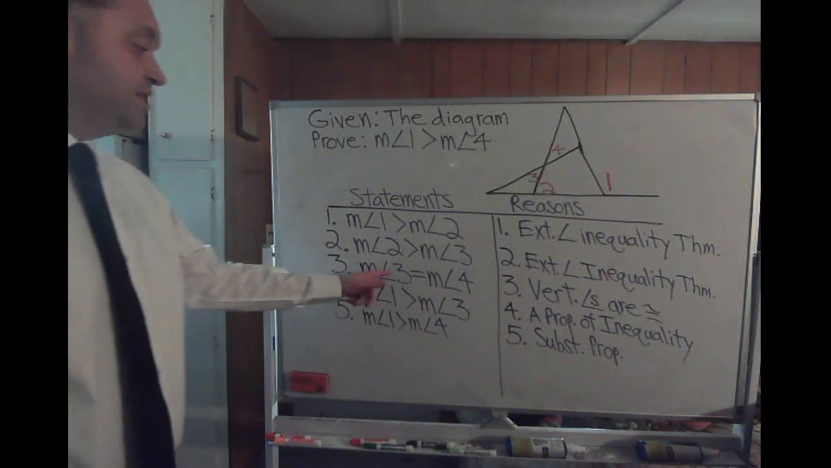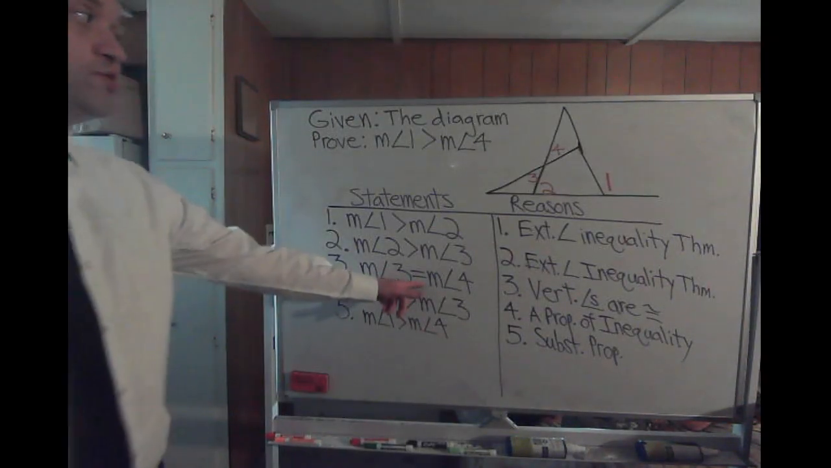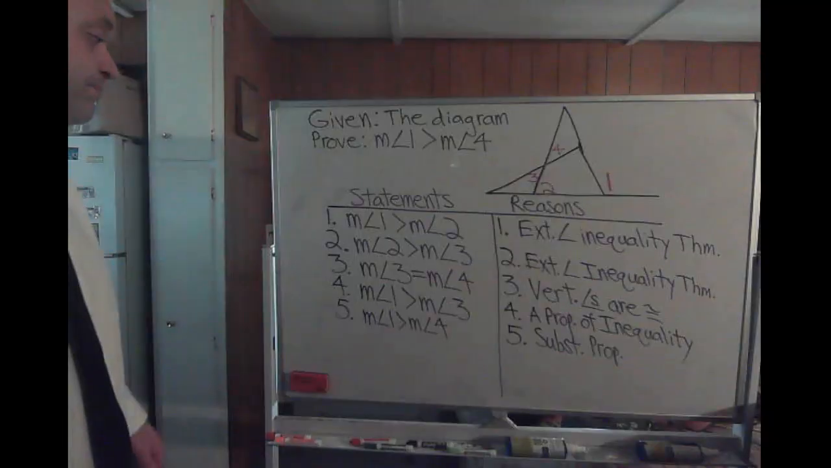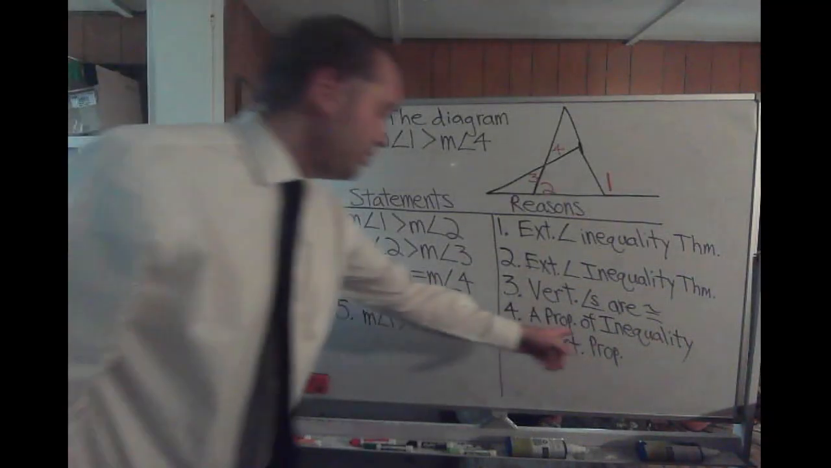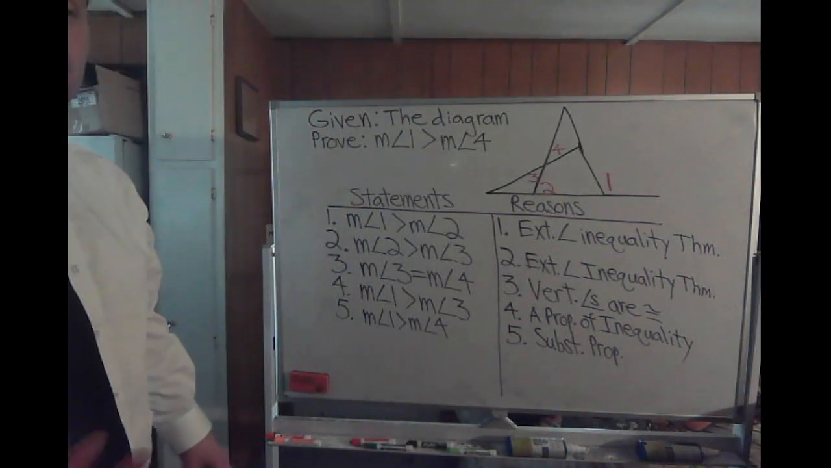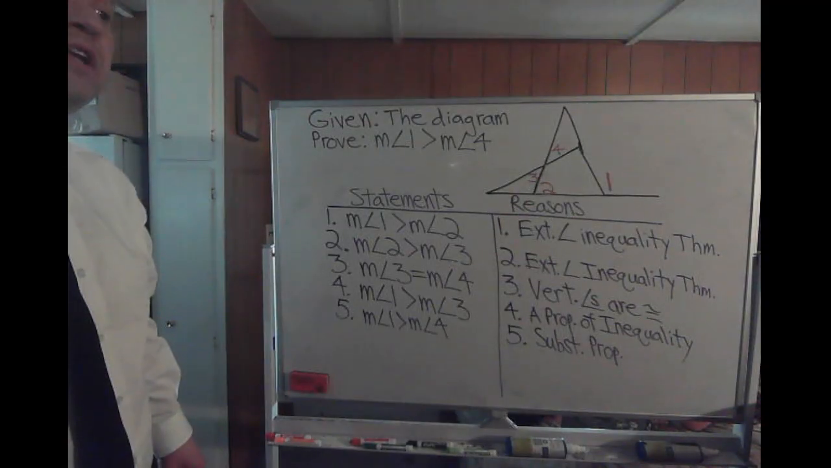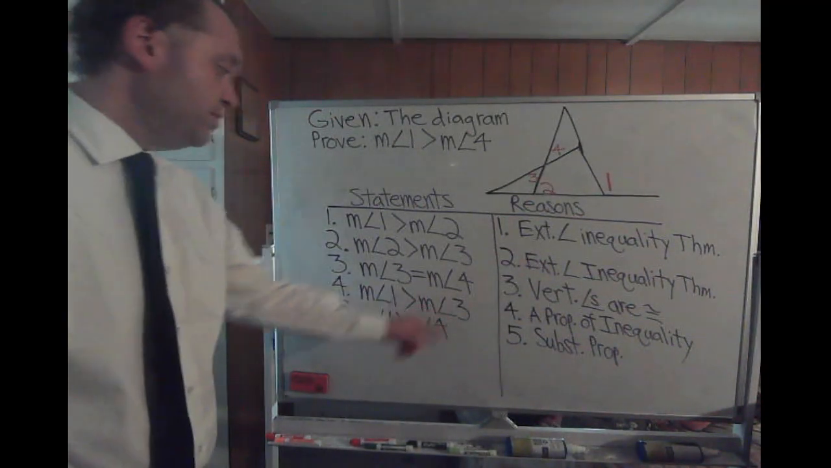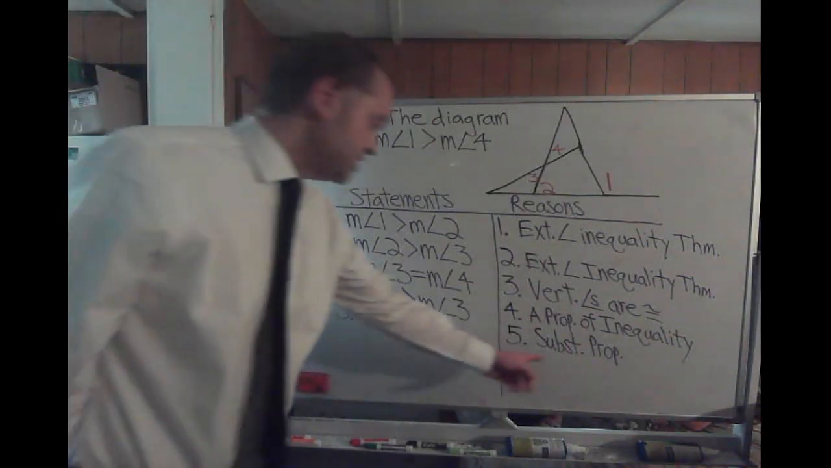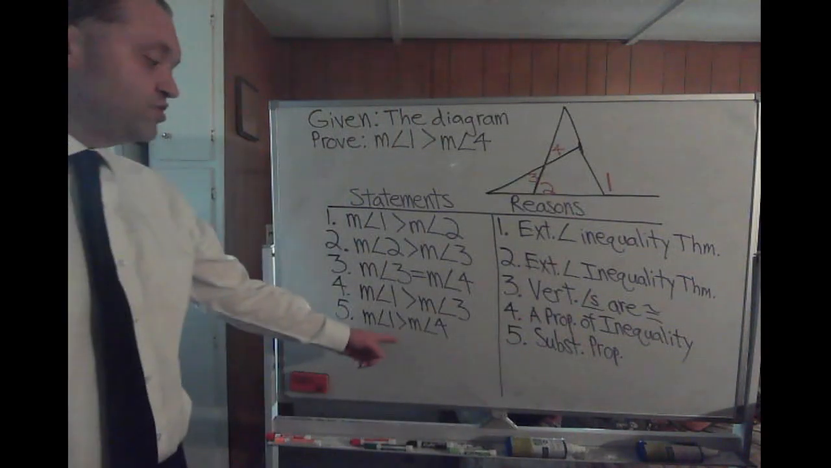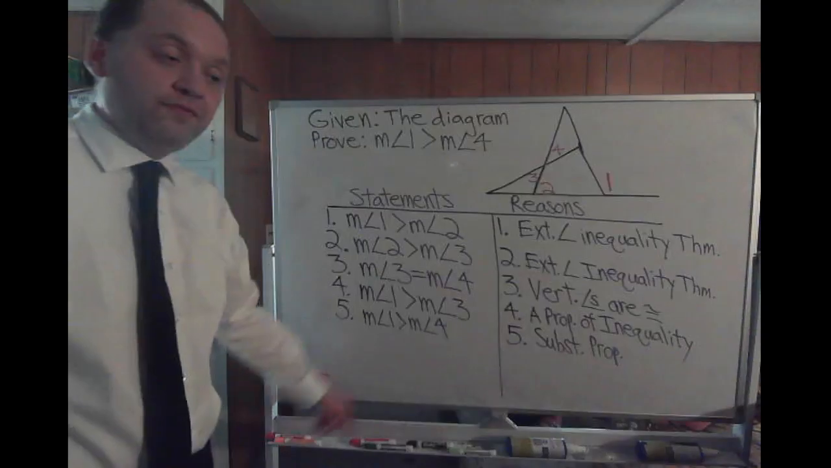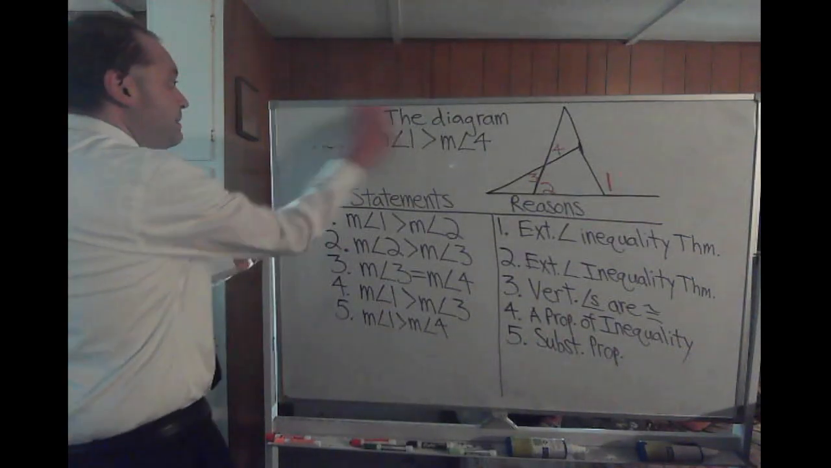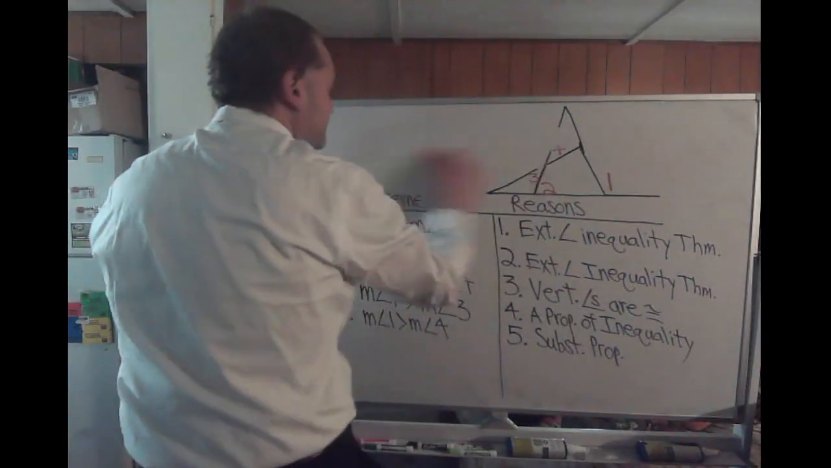And then we can say that the measure of angle 3 equals the measure of angle 4 by the fact that vertical angles are congruent. And then by a property of inequality, sort of like the transitive property of inequalities, you can say that the measure of angle 1 is greater than the measure of angle 3. And then by simple substitution property, you could say the measure of angle 1 is greater than the measure of angle 4. So that proof actually really wasn't that bad. We got one more, then we're done for the day.